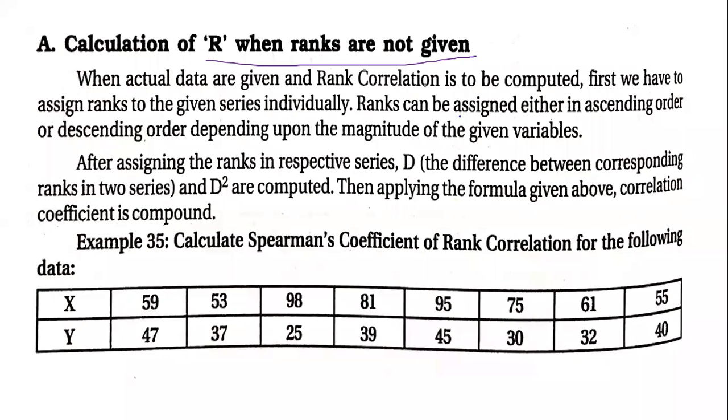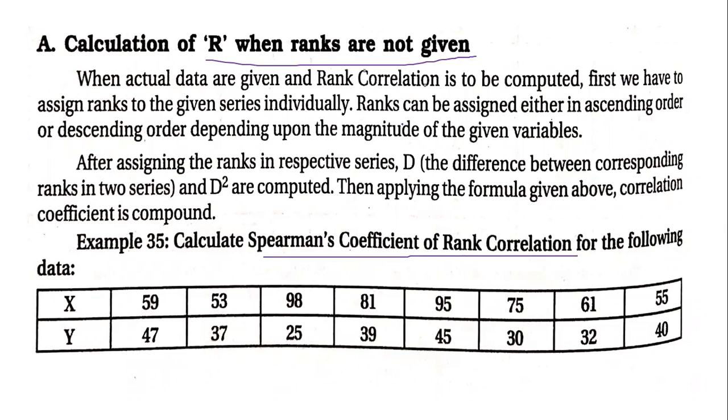When actual data are given and rank correlation is to be computed, first we have to assign ranks to the given series individually. Just take this example here, we will be solving it later. Here X and Y are given, and it clearly says calculate Spearman's coefficient of rank correlation. If the question says calculate rank correlation, then you will have to use Spearman's coefficient. So first you take this data and rank it individually.